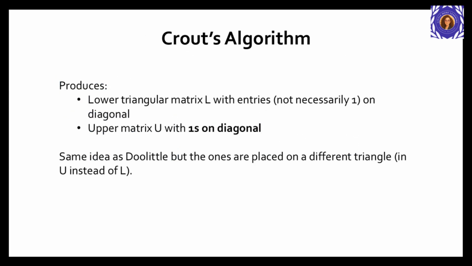Now, Crout's method is a slight variation. This time, it's the upper triangular matrix U that has all ones along the diagonal, and we compute entries in L more freely. Both methods give us LU decomposition. The only difference is where the ones go. This could impact the numerical stability based on the problem at hand.